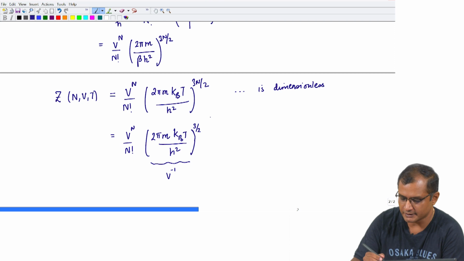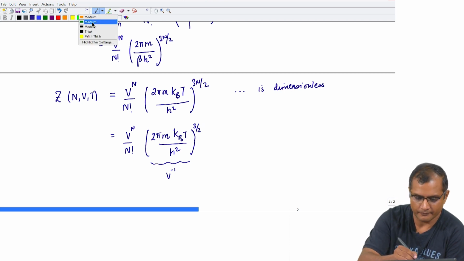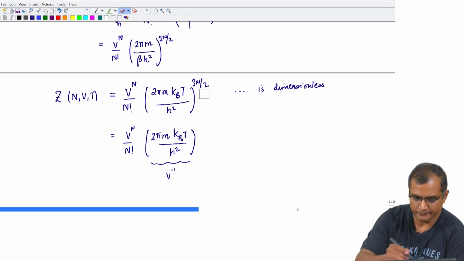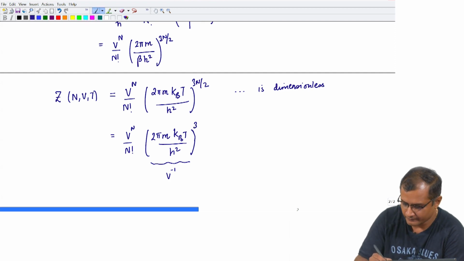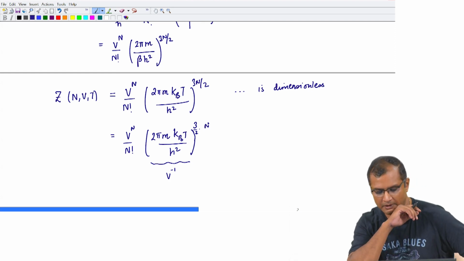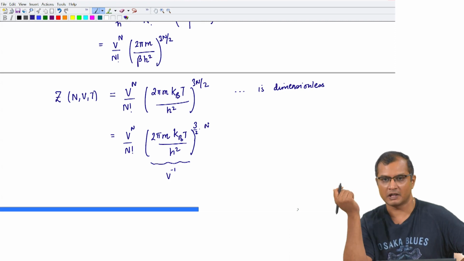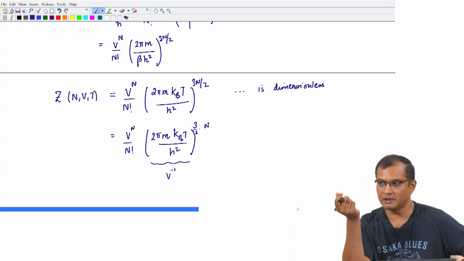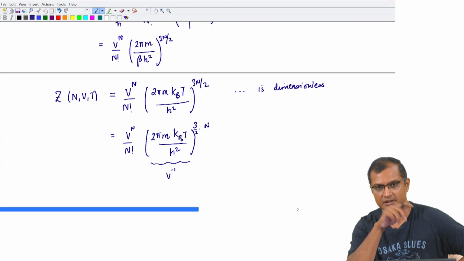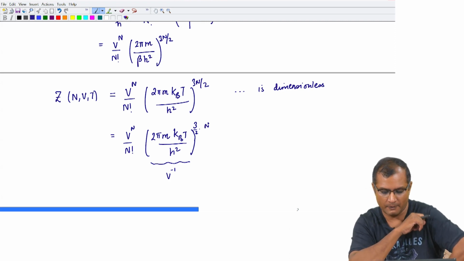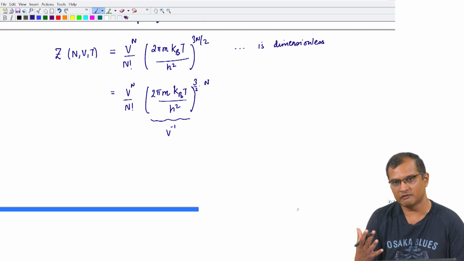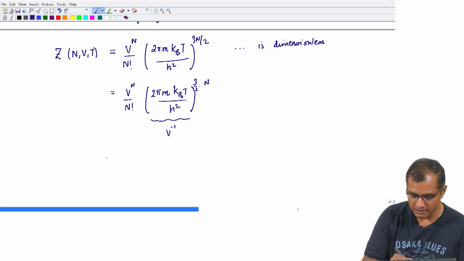So, the entire (2 pi m k T upon h squared) to the power 3 by 2 should have the dimensions of 1 upon volume, because then raised to the power N it has the dimensions of 1 upon volume to the power N. Okay. So, dimensionally it will cancel with the dimensions of V raised to N.